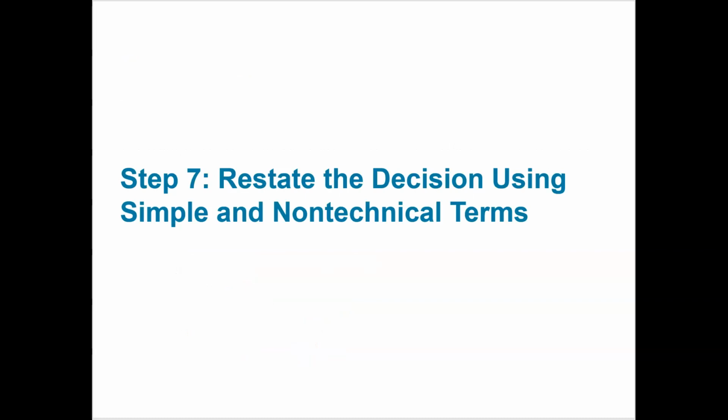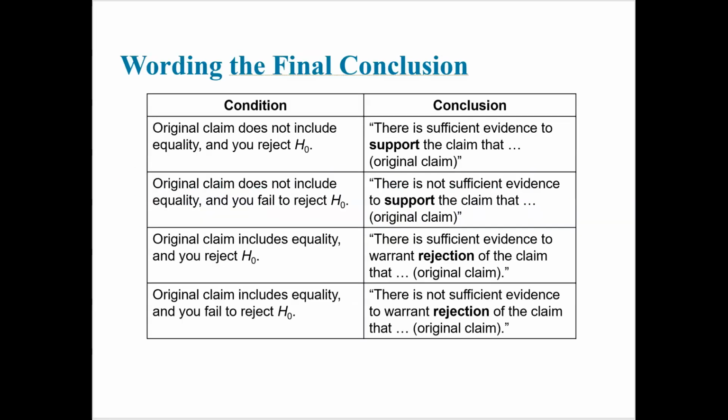Now, the last part is very important, and it's restating the decision using simple and non-technical terms. This is very important. Write this down somewhere and have it handy; you'll definitely want this on your cheat sheet. You basically go through this situation. After you decide if you reject or fail to reject, you want to look at these conditions and then determine the conclusion. This is why we wanted our original claim in symbolic notation. We want to make sure we remember, does it include equality? That will help us with this here.